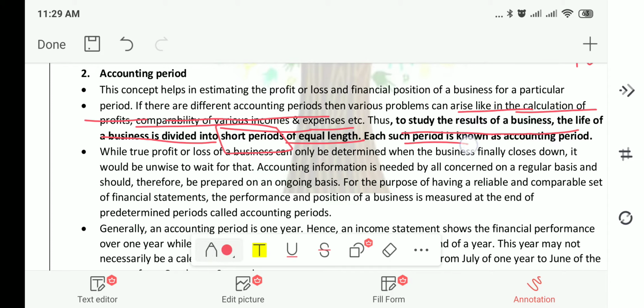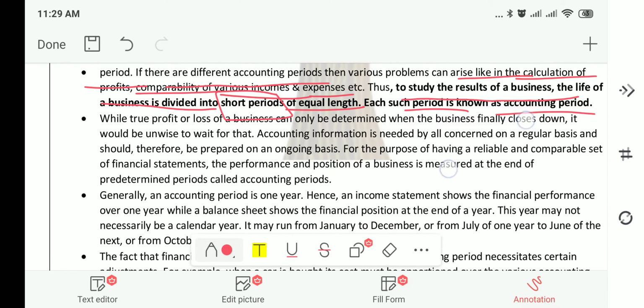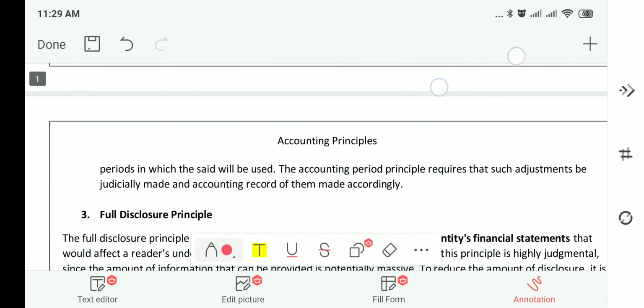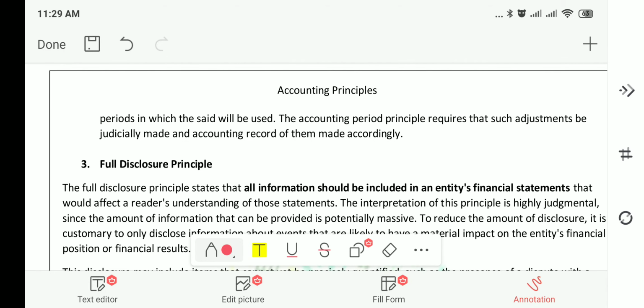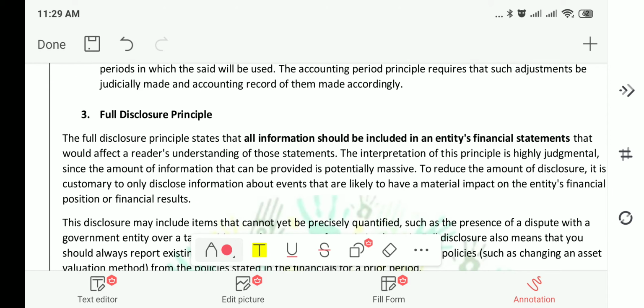Each such period is known as accounting period. Okay, this is a simple definition of what is accounting period. Now we will go on to see the third important principle, that is full disclosure principle.